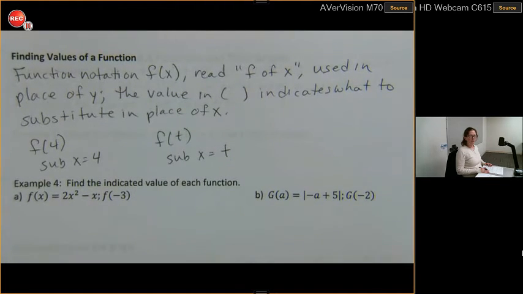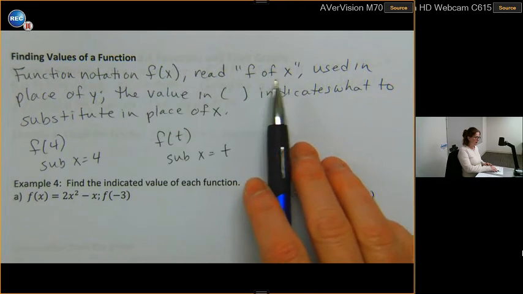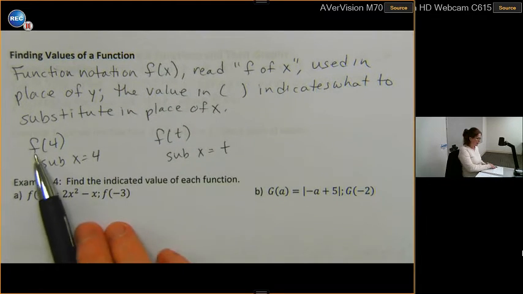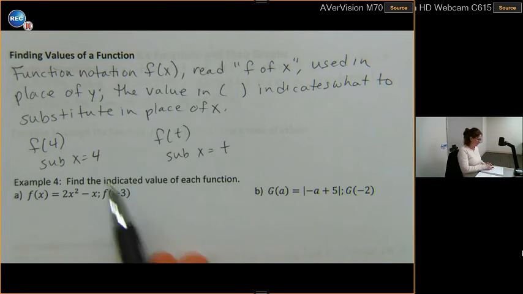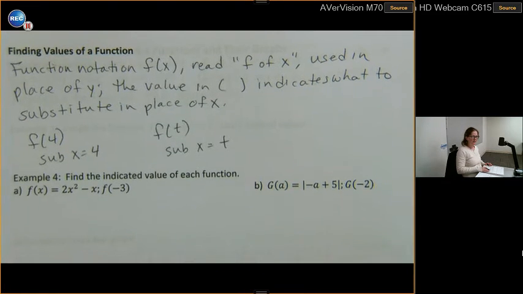When we do have a function, we use what's called function notation. It's f with parentheses around the x, and that is read f of x. It's used in place of a y in an equation. The value that's put in the parentheses indicates what to substitute in place of the x. For example, f of 4, you're going to sub x equal to 4. F of t, you're going to sub x equal to t.